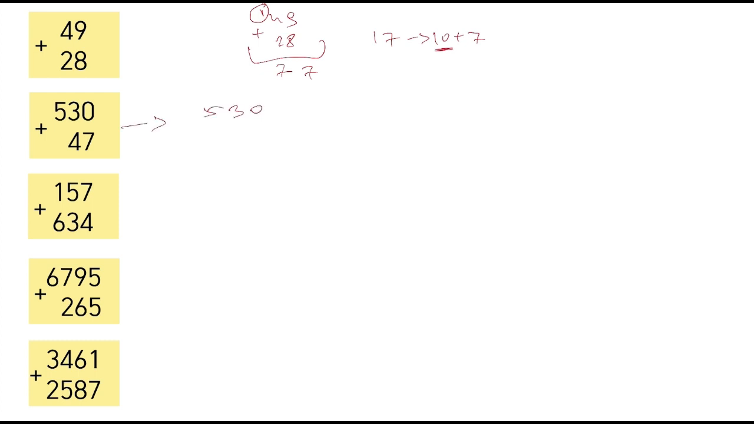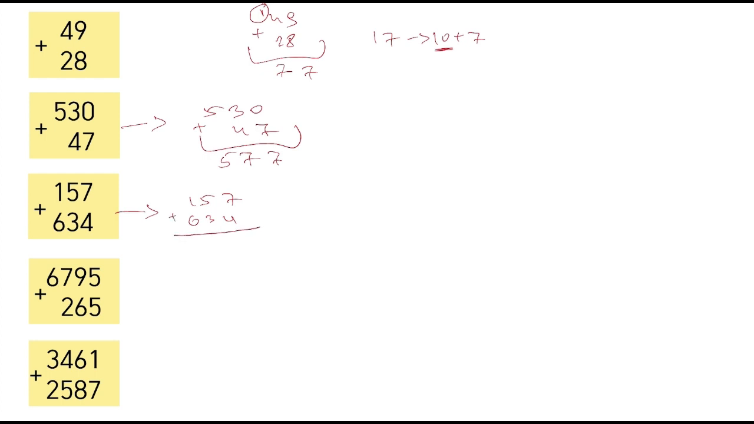Let's solve this problem. 530 plus 49. Let's add units place, which will be 7. Let's add tens place, which will be 7. Hundred place is 5. It was easy. Let's look at this one. 157 plus 634.